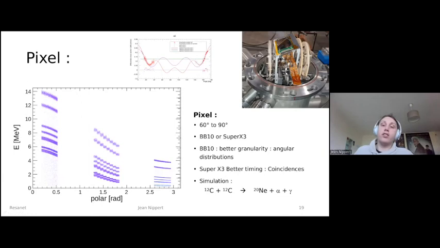So these detectors have just been tested in a recent experiment that ended this morning, and so we will keep you posted with the results.